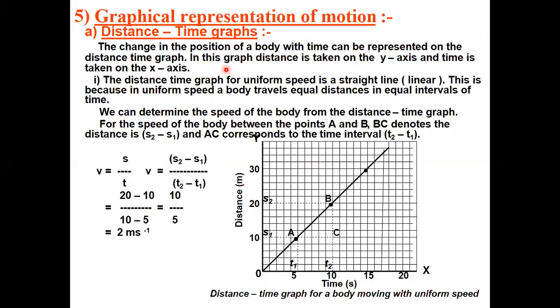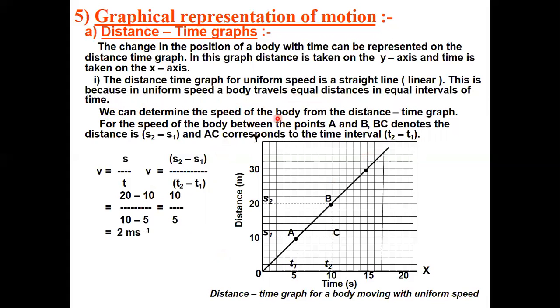The distance time graph for uniform speed is a straight line. It is linear. See here, children, it is a straight line. This is because in uniform speed a body travels equal distances in equal intervals of time. So it is a straight line.